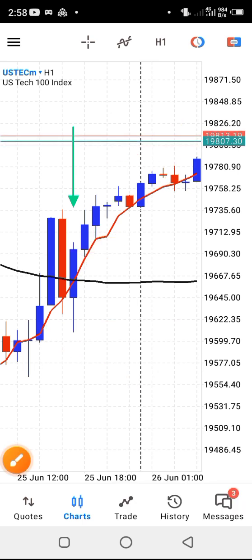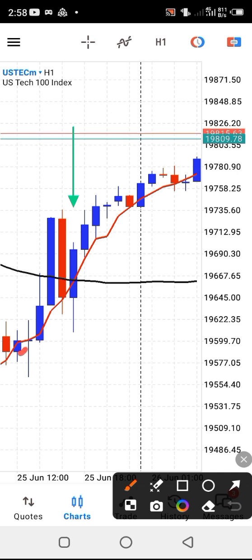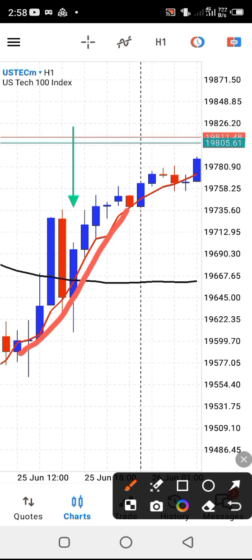So the signal moving average is the red one. It's the red one that will tell you whether you are buying or selling. The reason why we are buying at this point is because it's crossed from below and moved above. Anytime you want to sell, it's going to cross from above and move below.